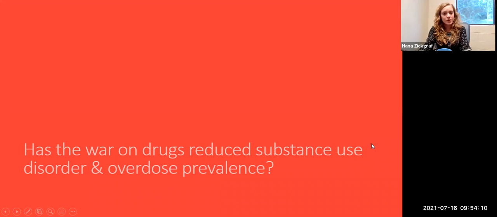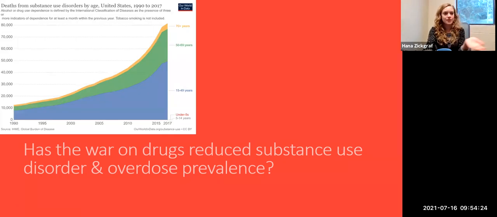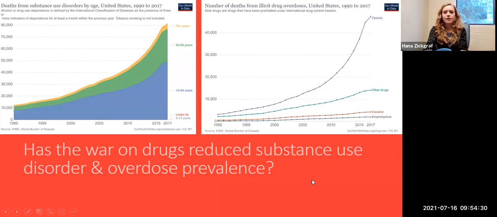So we know that the war on drugs has increased incarceration, but has it actually decreased the prevalence of substance use disorder, and any of the consequences of substance use like overdose? So this is the linear trend since 1990 in deaths from substance use disorders in the United States. And this is the trend in specifically illicit drug overdoses during that same time. So death from substance use disorders isn't just from overdose. It can be from organ damage from the effects of substances. It can be from accidents that happen under the influence of substances. But we can see that rates of substance use and its consequences have only continued to increase since the government tried to crack down using punishment and incarceration.